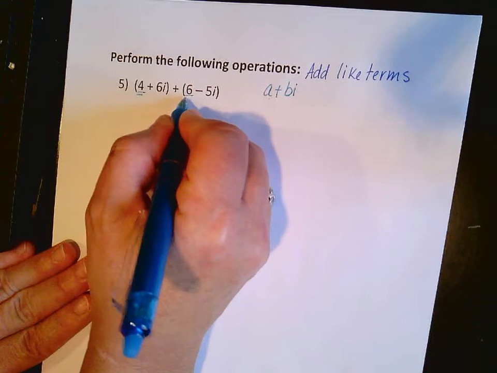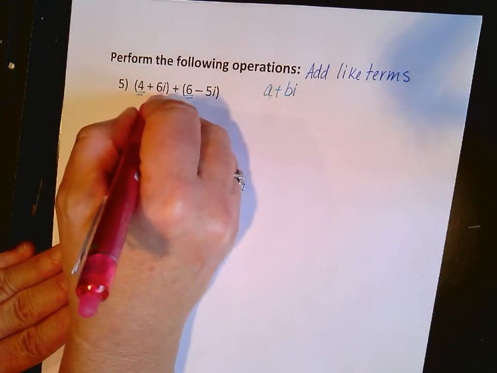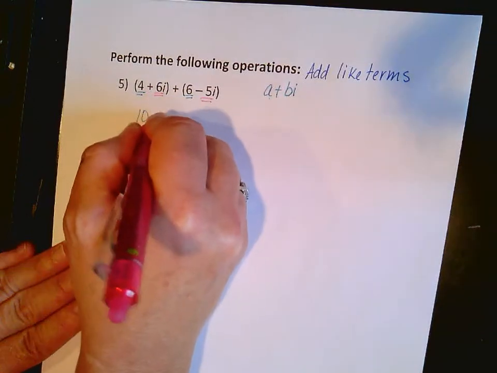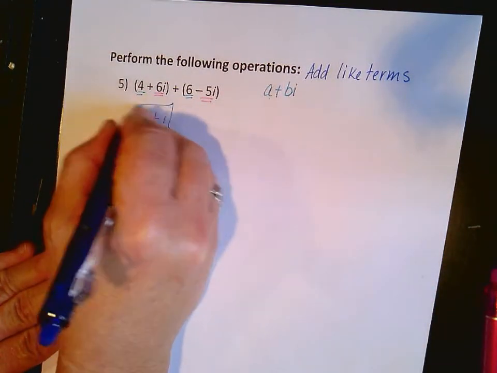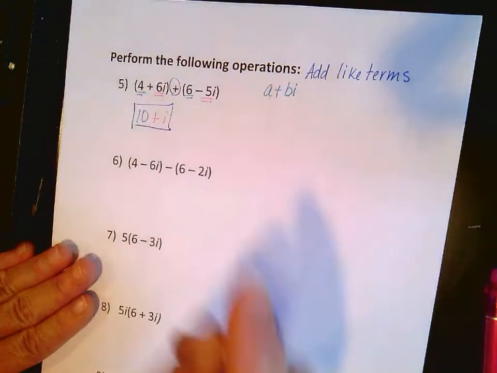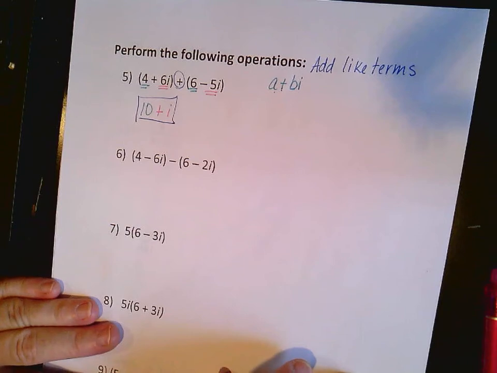I have 4 and 6 is 10. And then I have a positive 6 and a negative 5, so that's a plus 1i. So my answer is 10 plus i. It's positive. Since I'm adding those two, I don't need to change signs. I can just combine like terms.